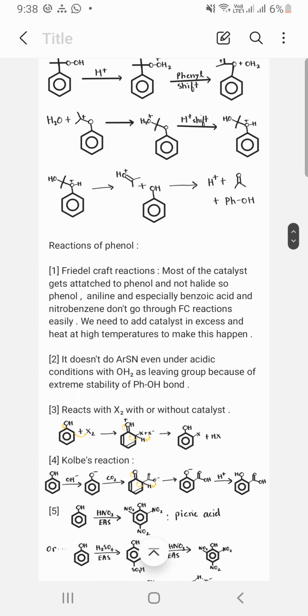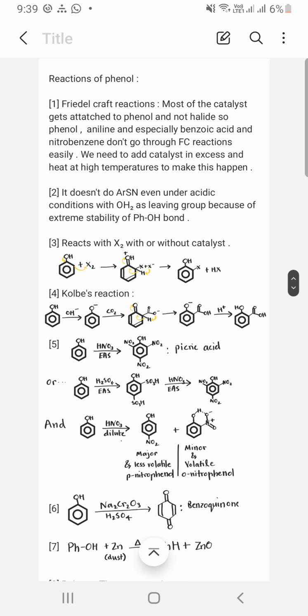Reactions of phenol, Friedel-Crafts reaction. Okay. When we add a catalyst in excess and heat at high temperatures, we are essentially doing Fries rearrangement and not Friedel-Crafts directly, by the way. Okay, reaction with X2 with or without catalyst. Well, if we add catalyst, that's bad. It will hinder the rate, so better we just not do it. So yeah, you can do it with or without catalyst.